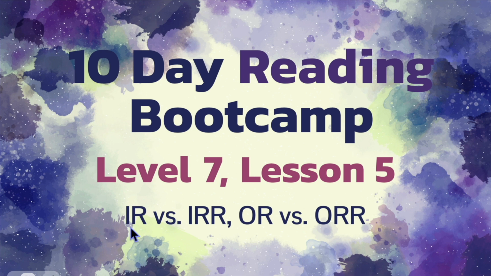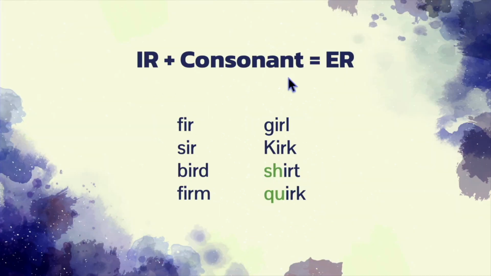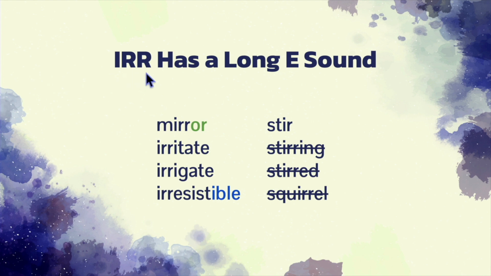Let's learn about the differences between IR and IRR and OR and ORR in English words. If you have IR plus a consonant, then the sound is like in fur, sir, bird, firm, girl, the name Kirk, SH says sh, shirt, Q and U together say kw, quirk. But if you have IRR, then the I will have a long E sound most of the time, like in mirror. Notice that this OR schwas, and rather than having a clear OR sound, sounds more like er.